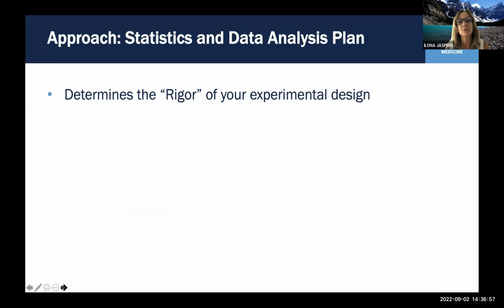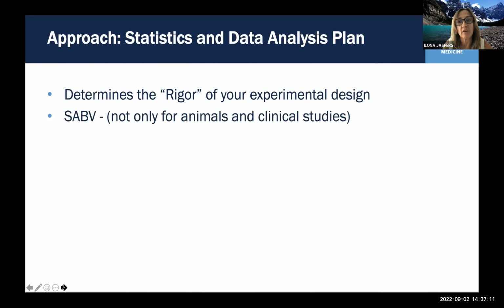This really determines the rigor of your experimental design, and that is a criterion that gets scored on. Provide a sound and detailed statistical analysis plan. Make sure you are addressing sex as a biological variable. If that is not in there, it's an easy target to address. It's not only for animals and clinical studies. If you're only using male mice, make sure you tell me why. If you're only using female mice, make sure you tell me why.